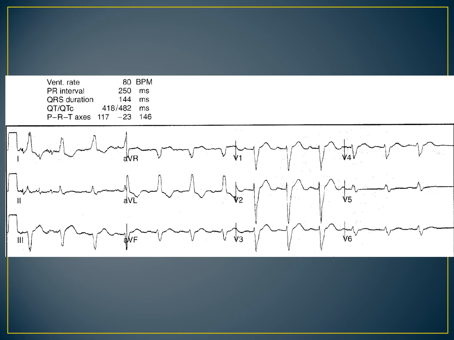Go to V1. Find the J point. At the J point, shade in toward the QRS complex. What direction are you shading? You are shading in a downward deflection. So what bundle branch block is present? If you said a left bundle branch block, then you are correct.